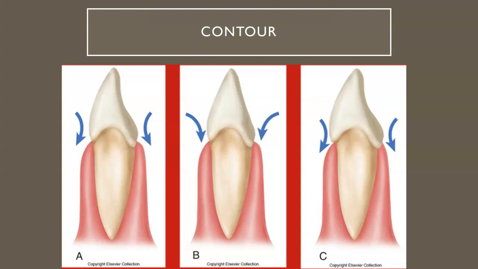If the tooth is over-contoured, that can lead to areas where plaque can build up and food can get stuck underneath there. And over time, it creates decay or cavities, and it's going to cause irritation to the gum tissue, so gingivitis. The gum tissue is going to become swollen and red and irritated. This picture here on the left is showing what a normally contoured tooth should look like.